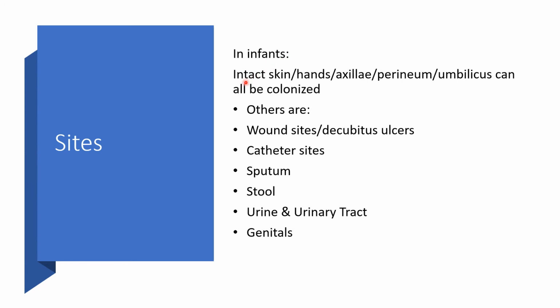In infants, it could be found even when the skin is intact. Check the eyes of infants, the axilla, the perineum, and the umbilicus. All these places could be colonized in infants. Other places include wound sites or decubitus ulcers for those that are bedridden, catheter sites, the sputum, the stool, urine, and of course the urinary tract generally, and the perineum. You understand that, right?